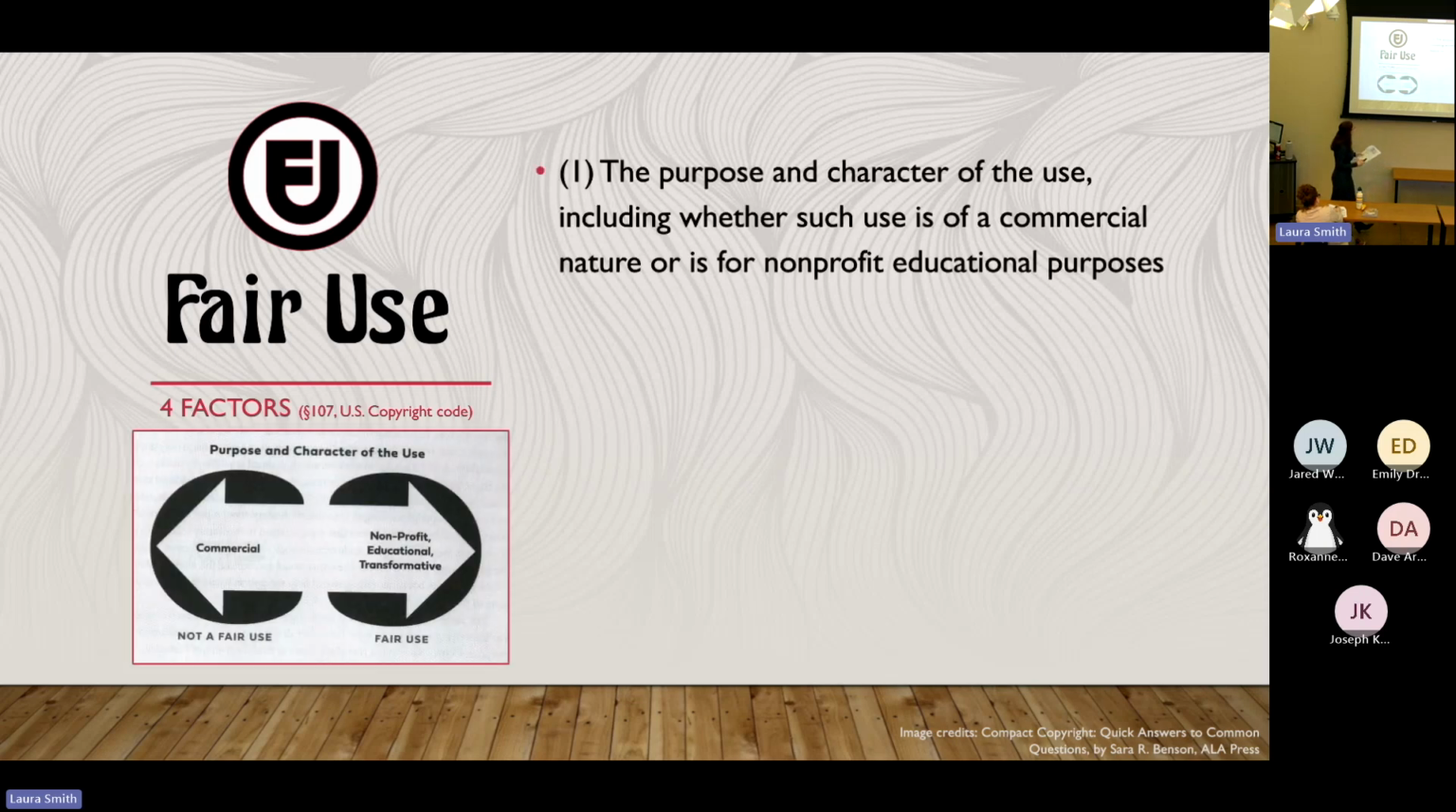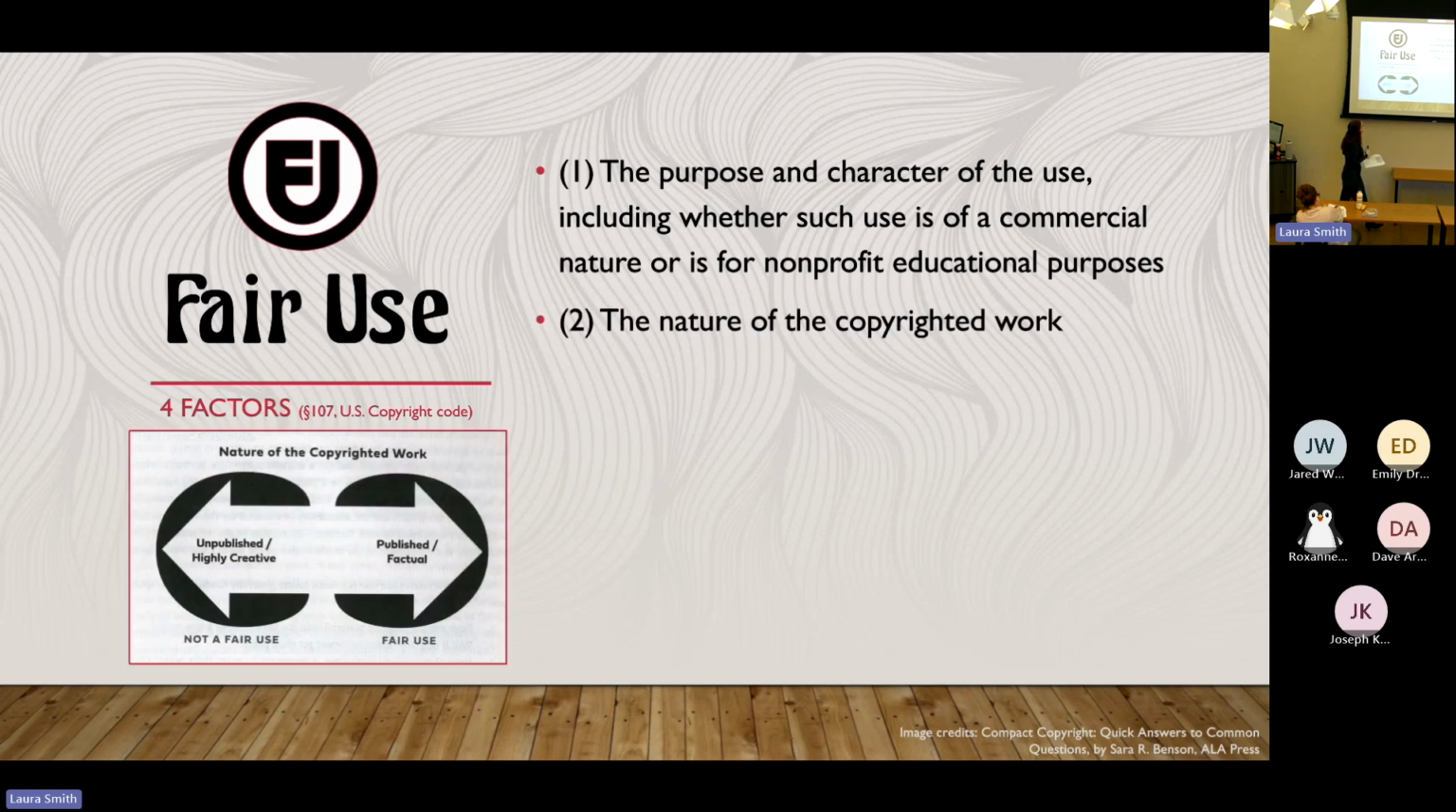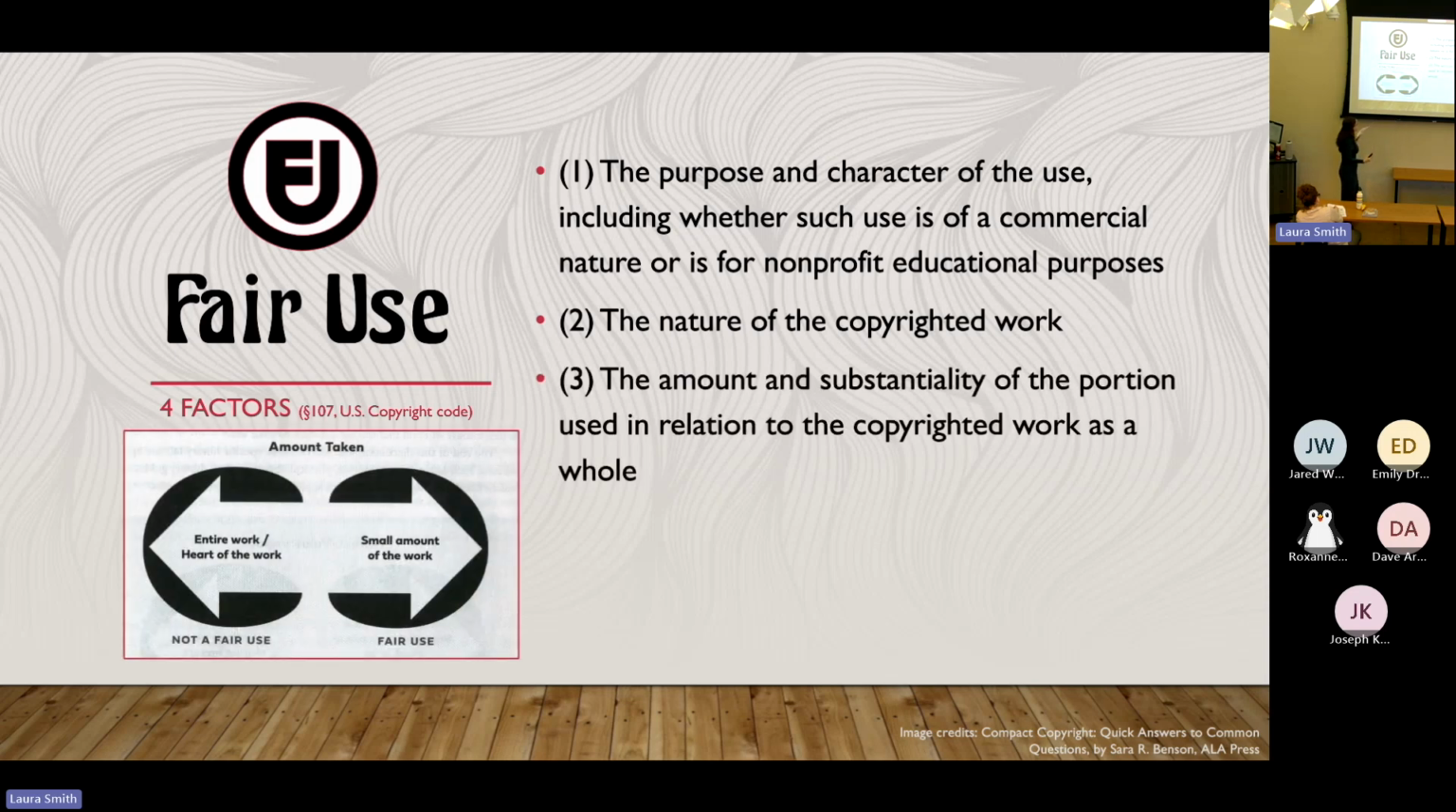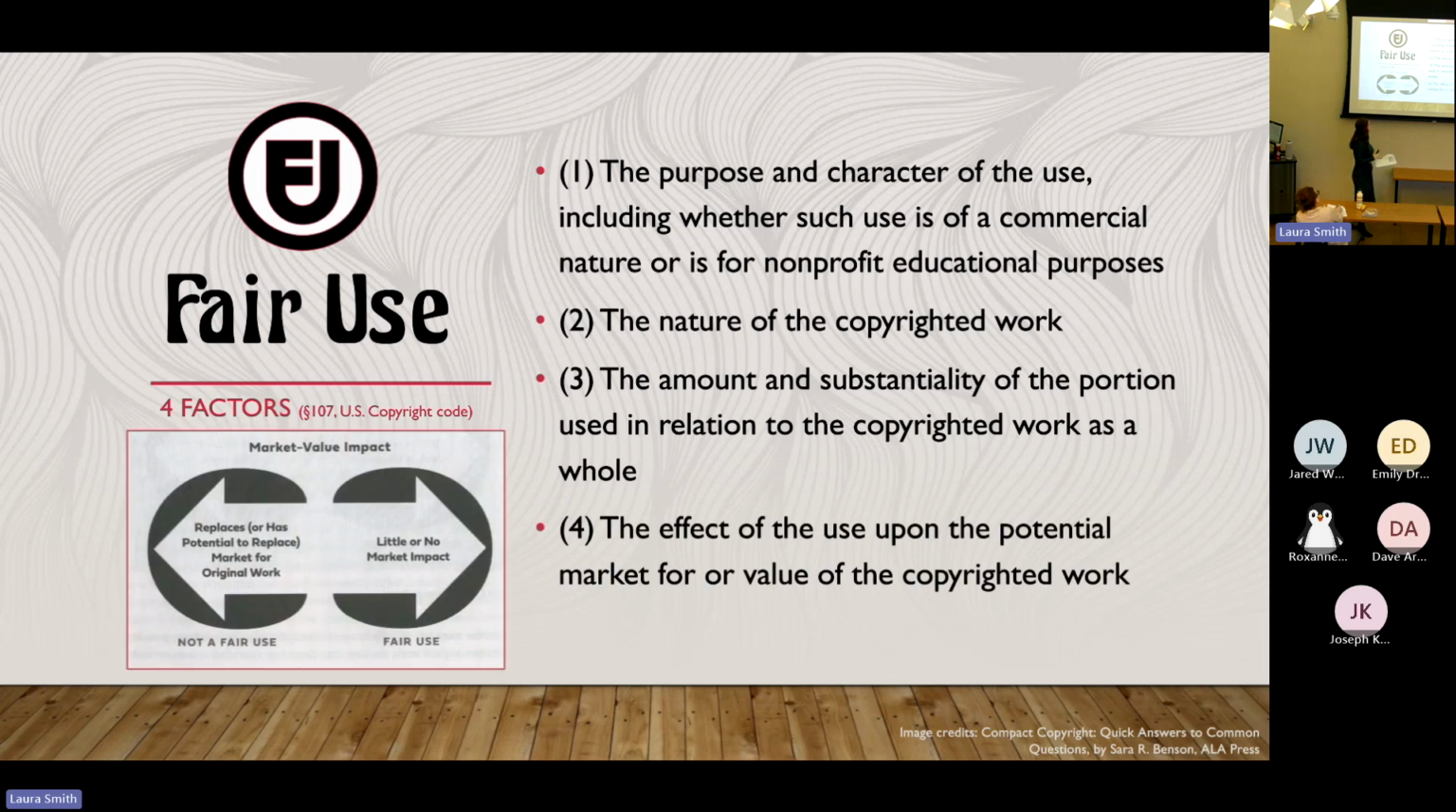There are 4 factors, and they exist on a spectrum. Usually when you weigh each factor, you come down on one side or the other, whether or not it's fair. So here we have commercial use, probably not fair. Nonprofit, educational, transformative, more likely to be fair. Using unpublished or highly creative works, less likely to be fair. Published and factual works, likely to be fair. Did you use the whole thing, or did you just take a small amount or an unimportant part of the work? And the effect on the market. Does it have the potential to replace the work? That's less likely to be fair. And if there's little or no market impact, that is more likely to be fair.